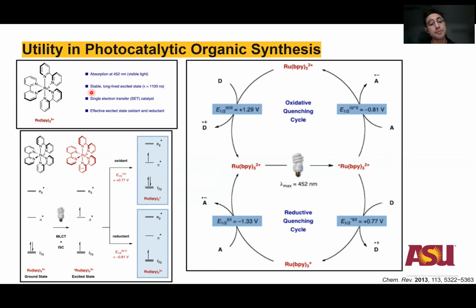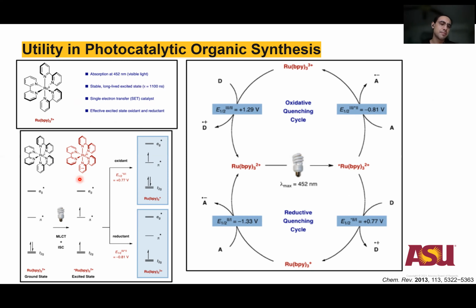It has a stable and long-lived excited state, which is favorable for catalysis, because you want that excited state to exist long enough to participate in the reaction catalytically. And so Ru(bpy)3 has an excited state lifetime of 1100 nanoseconds, and it acts as a single electron transfer catalyst. In its excited state, it is an effective oxidant and reductant.